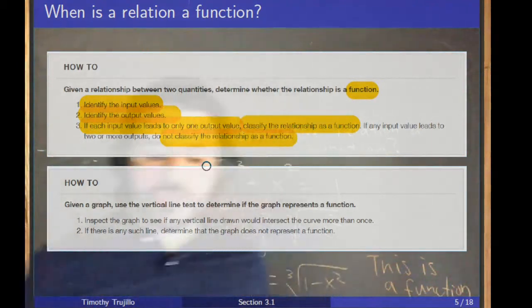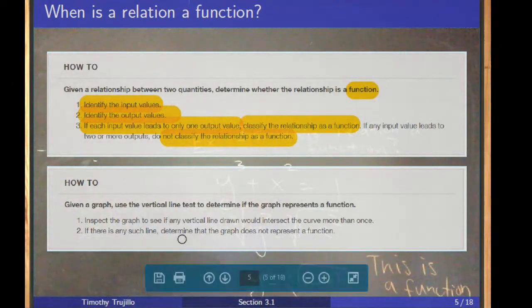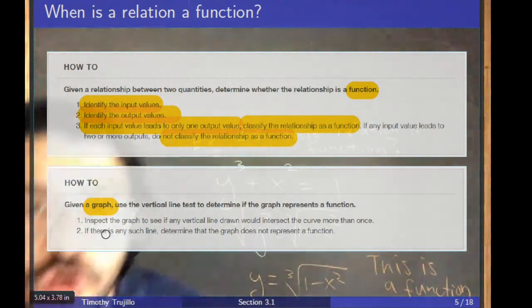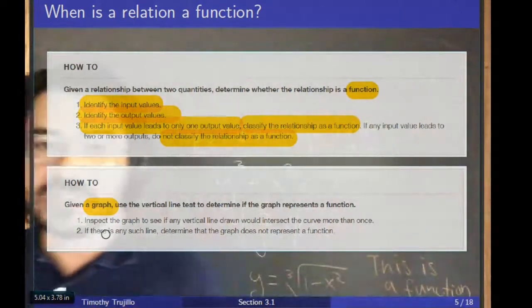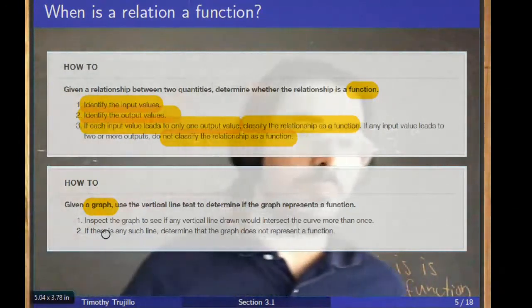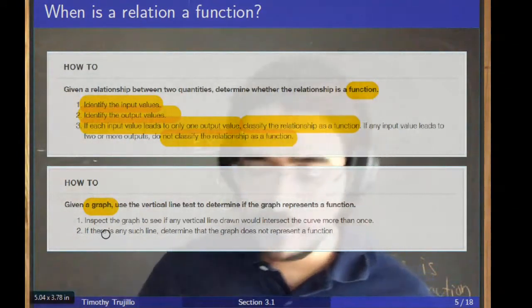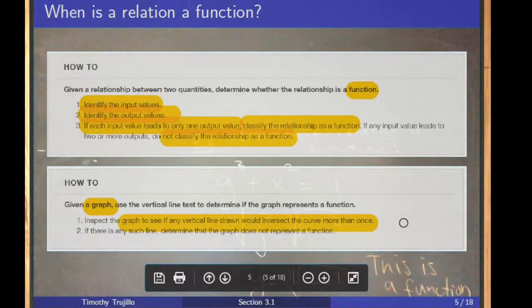And graphically, there's a super nice way to see this. If we're thinking about ordered pairs, the easiest way to do this is to look at the graph. Remember, a graph is just a collection of ordered pairs, and you draw vertical lines through your graph, and you check to see if that vertical line hits the graph in more than one place or not. And so if the graph that you see intersects any vertical line in more than one place, then it's not a function.